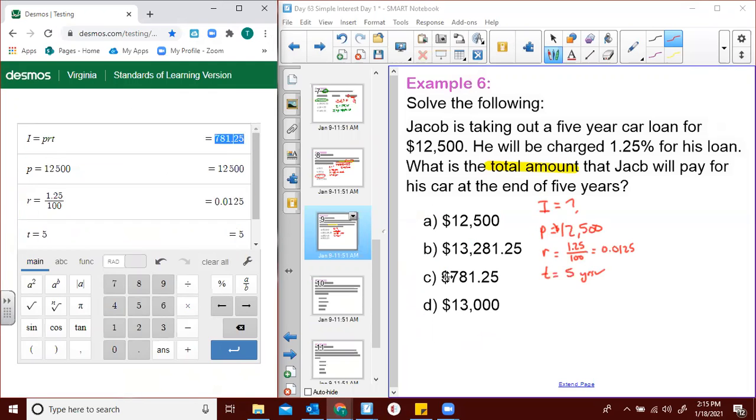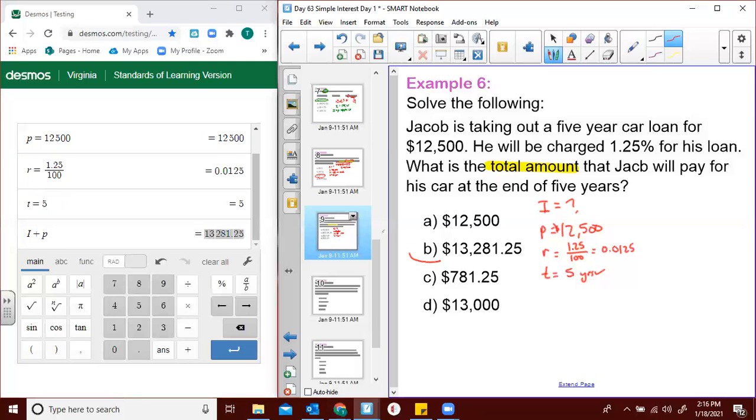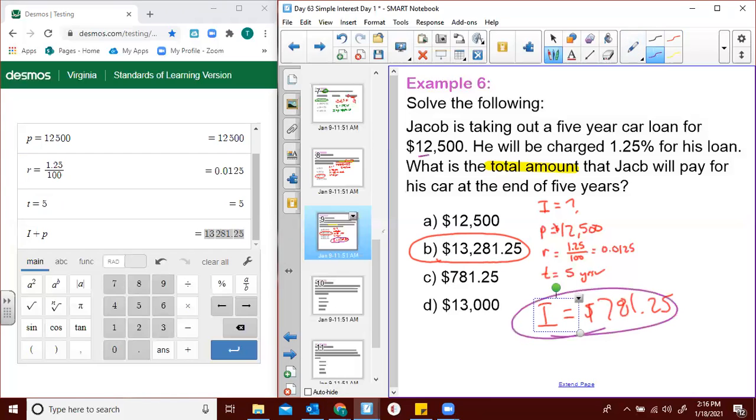So you might make this mistake and be like, oh, answer C. It's not C. Remember, we have to read. I've already made that mistake once. What is the total amount Jacob's going to have to pay back? And that's going to be $13,281.25. So that's going to be our principal plus our interest, right? Because our interest equaled $781.25. And that's actually going to be our interest and our principal added together to give us B.